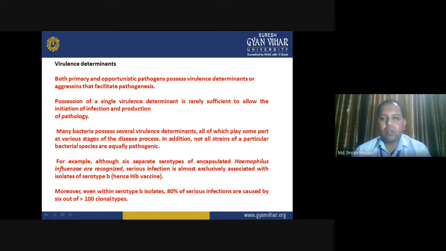In addition, not all strains of a particular bacteria species are equally pathogenic. For example, although six separate serotypes of encapsulated Haemophilus influenzae are recognized, serious infection is almost exclusively associated with isolates of serotype B. Moreover, even within serotype B isolates, 80 percent of serious infections are caused by fewer than 100 clonal types.